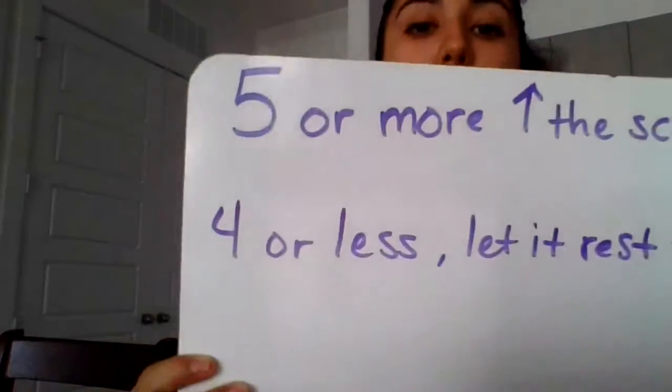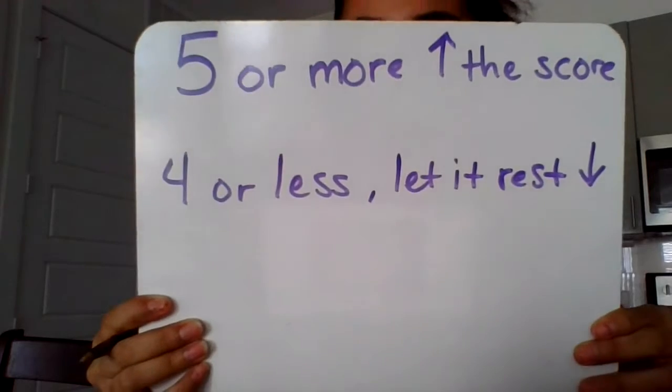Okay, so we need to decide, is 95,428 closer to 95,000 or 96,000, since those are the closest thousands. So in order to figure that out, we have a rounding rule. And that rounding rule is 5 or more, raise the score. 4 or less, let it rest. And I'm going to tell you a little bit more about that.